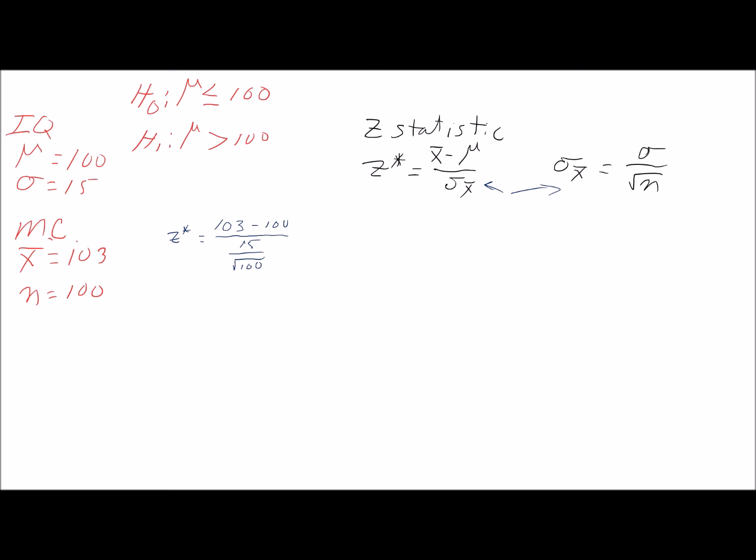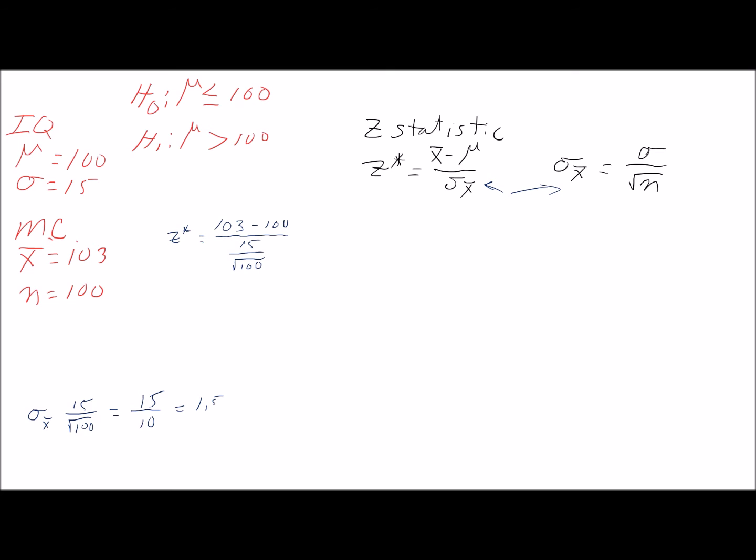So that's what it looks like plugged in. So let's start by solving for the standard error. So let's put that over here. Standard error. And we know that now is 15 divided by the square root of 100. Okay, so take the square root of 100. So we're talking now 15 divided by 10. And 15 divided by 10 will give us a standard error equaling 1.5.